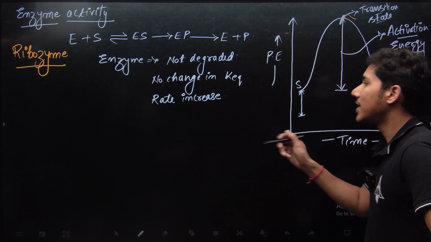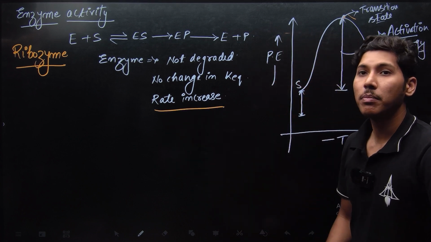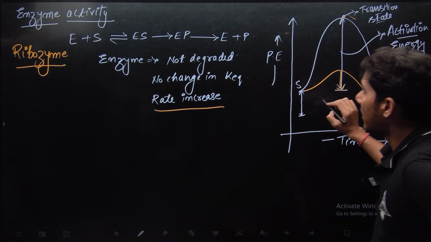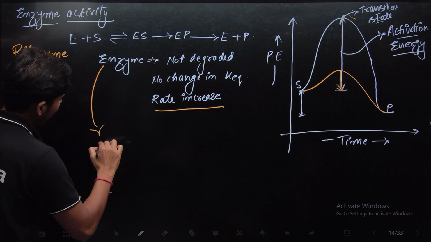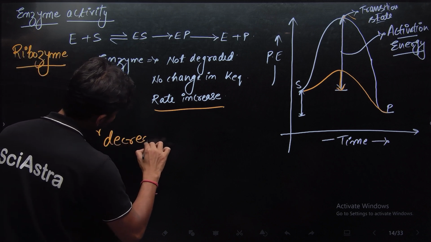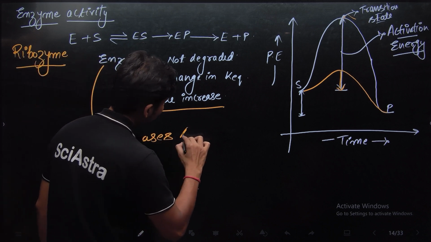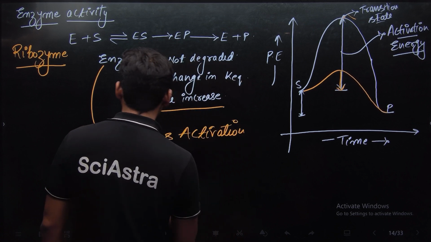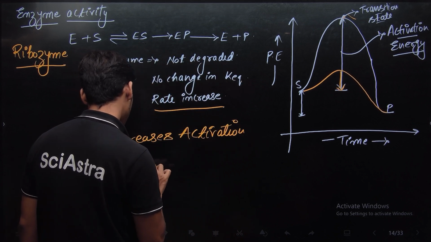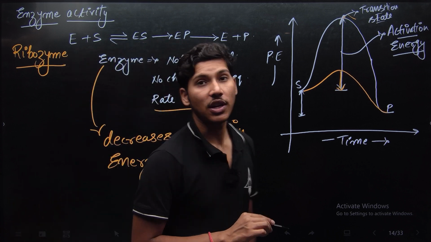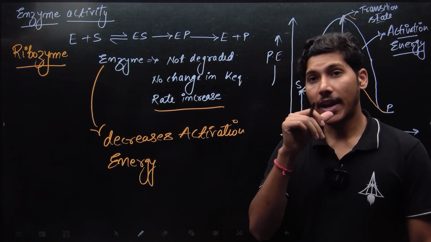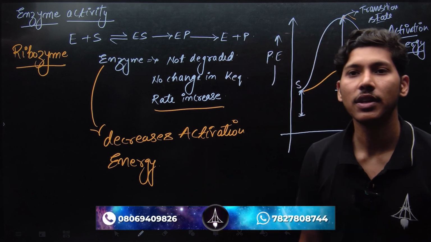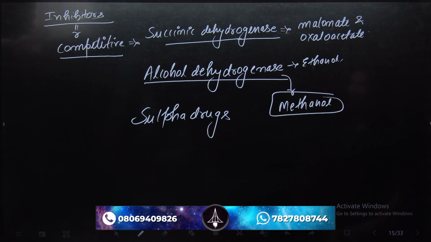And how does an enzyme increase the rate of reaction? Because an enzyme decreases the activation energy. Enzymes decrease activation energy, and hence they increase the rate of the reaction. Clear? Now let's see what's next.